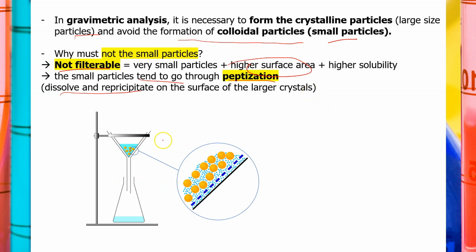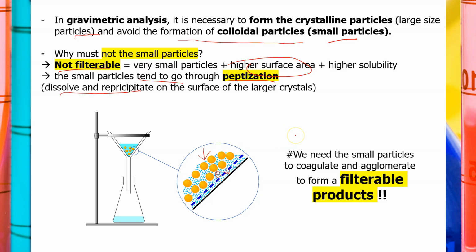By referring to this picture, you can see that in the filtration process, the large particle is easier to filter than the small particle, because the small particle tends to pass through the filter paper here. That's why we need the small particles to coagulate and agglomerate to form a filterable product.